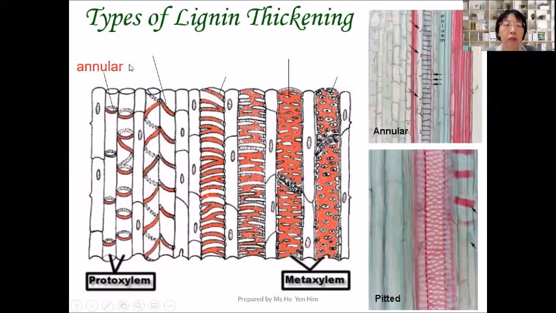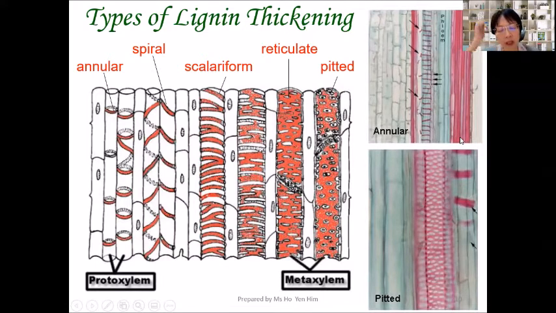It can be annular, which is ring form. Spiral means it's like a spring. Scalariform is like a ladder. Reticulate means net-like. And finally, pitted. Okay. So on the right-hand side is the micrograph of, I think this is a stem. Micrograph of the stem, which is a longitudinal section.